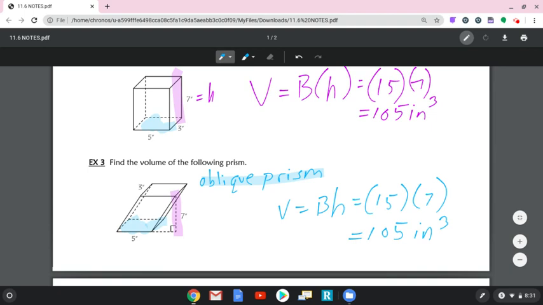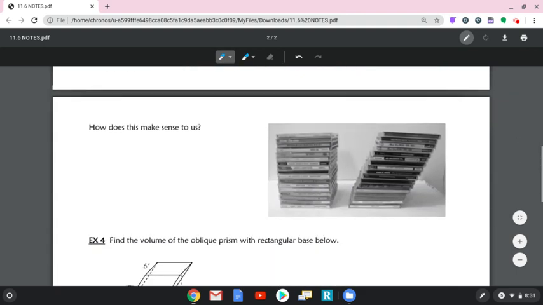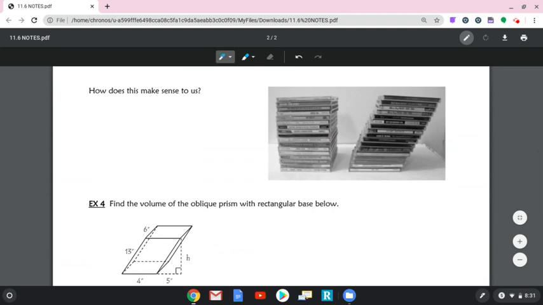Now, it will make more sense if you flip the sheet over to the other side. Why does this make sense? Now, I know you guys are not familiar with CDs, but these are CDs. These are 2 stacks of CDs, and they're the same amount of CDs. So they take up the same amount of space. Meaning if I had the same number of CDs in 2 stacks, they'd have the same volume because they fill up the same amount of space. Now, if you look at this, we would say that the same number of CDs fill up the right stack as the oblique stack.